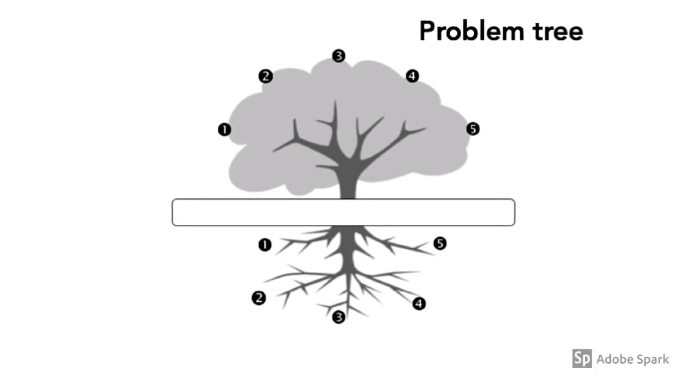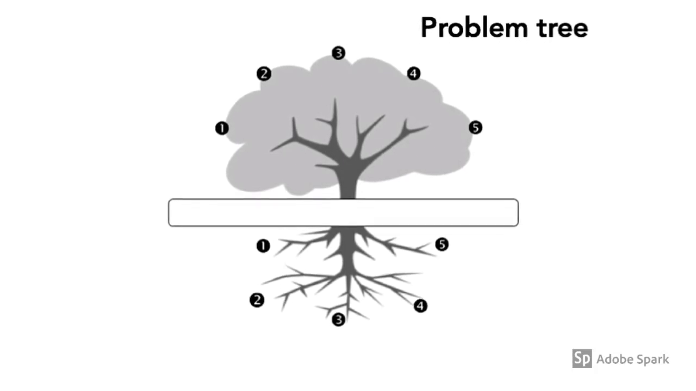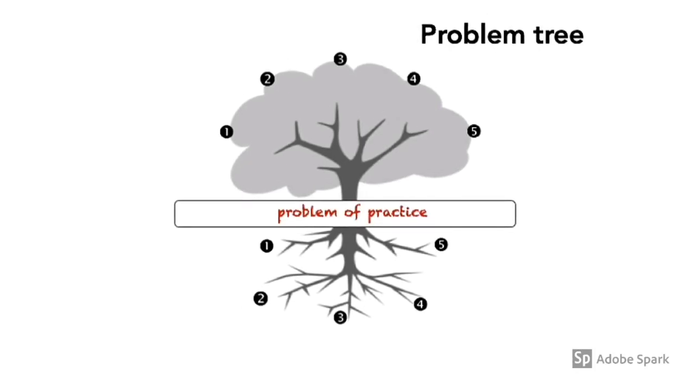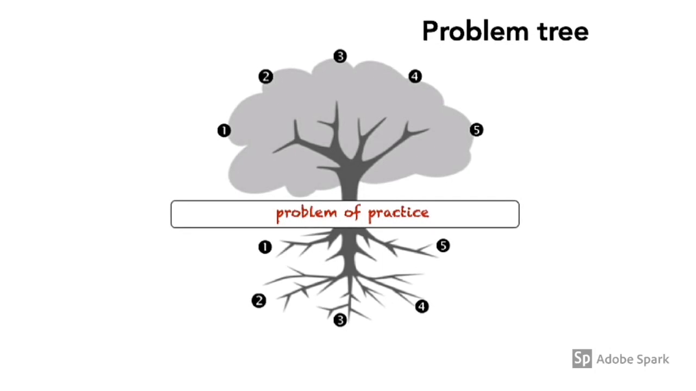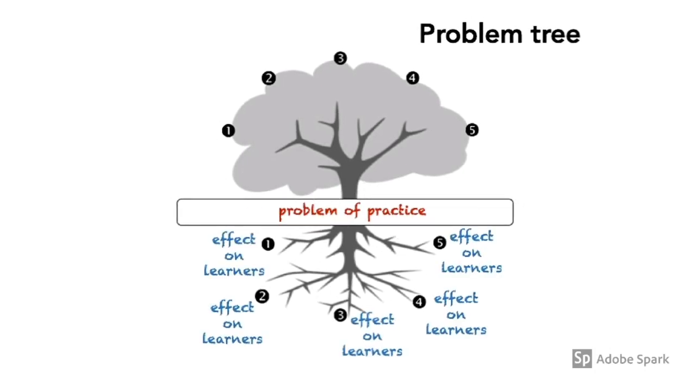The first step in the construction of the problem tree is to record the problem of practice. For this example, we will use a graphic organizer shaped like a tree. You can also construct a problem tree using a table to organize the information. The problem of practice is recorded in the center of the tree diagram.